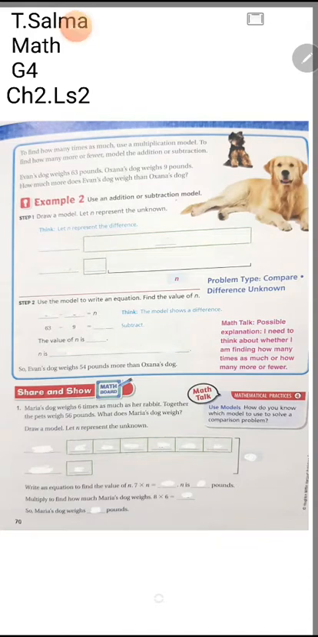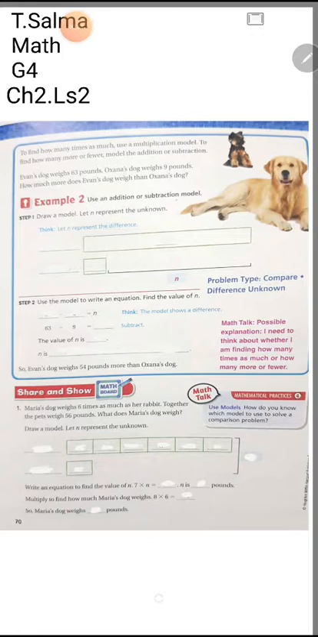Today we will start with lesson 2 in chapter 2, comparison problems. In this lesson, we will learn how to compare between two numbers by using addition and subtraction. So we will continue with the same idea, comparing between numbers. But in this lesson, we will not use multiplication only. I will also use addition and subtraction.